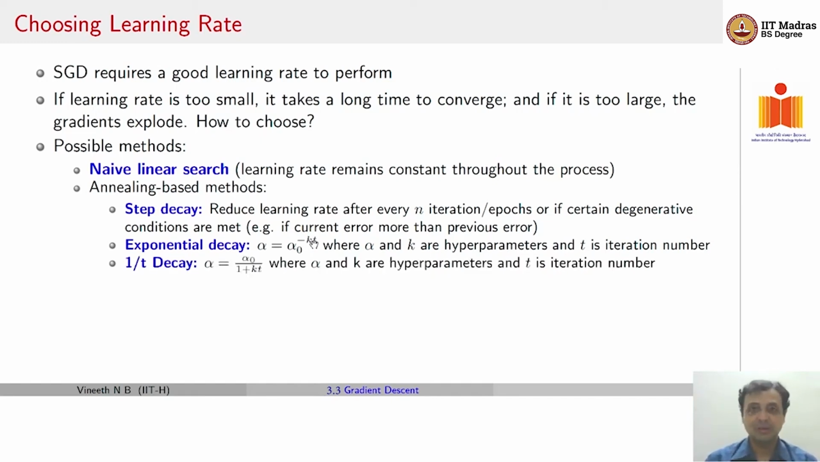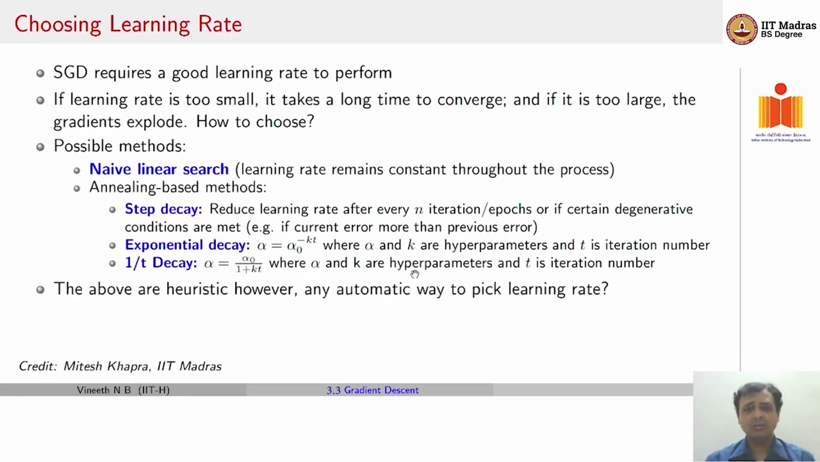You can also use a simple 1 by t decay formula where you start with an alpha naught and alpha at a particular time step is given by alpha naught by 1 plus kt, where alpha naught and k are hyperparameters and t is an iteration number. All of these, as you can see, are heuristics. We're just saying, let's just do one of these and maybe it'll work.